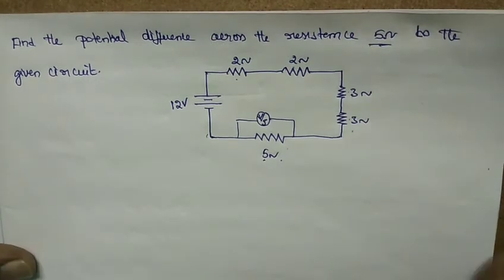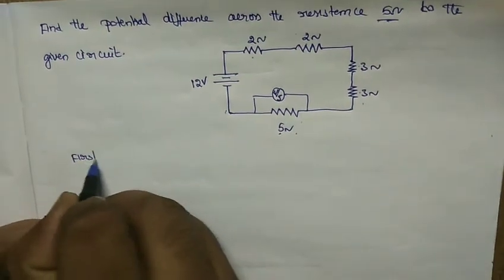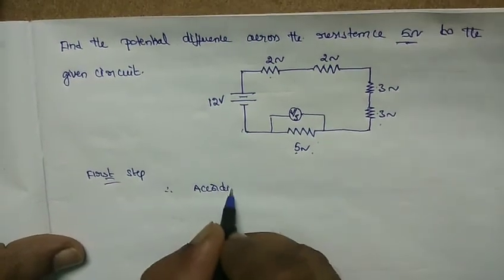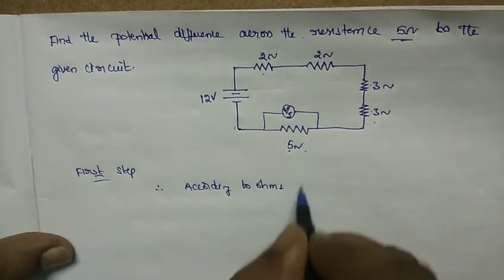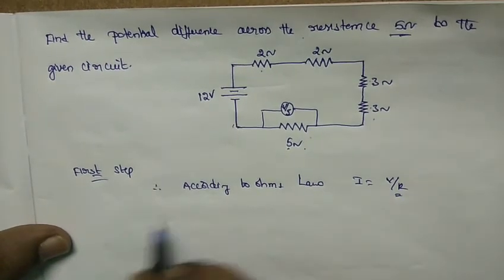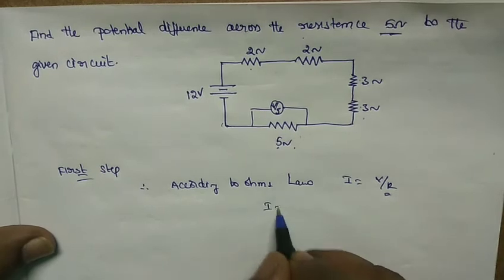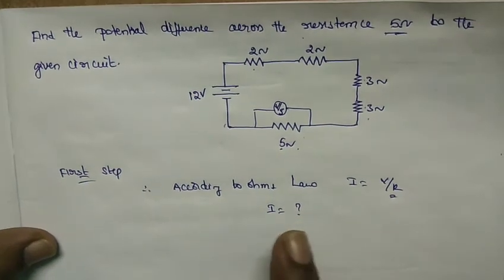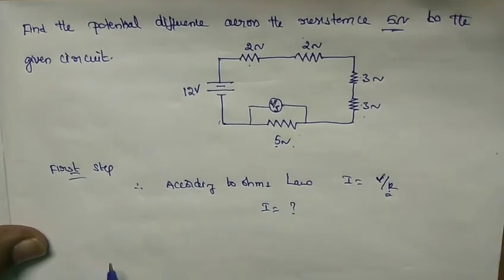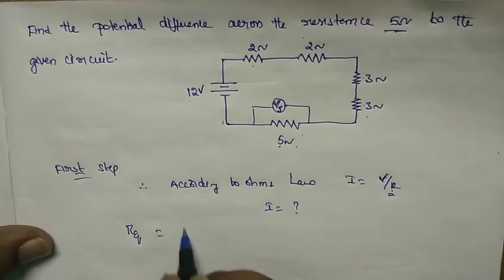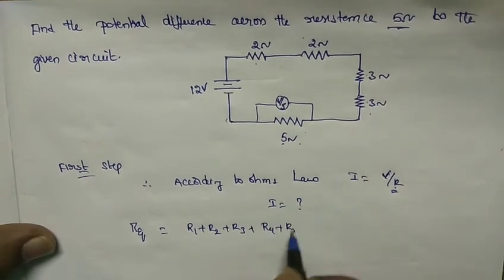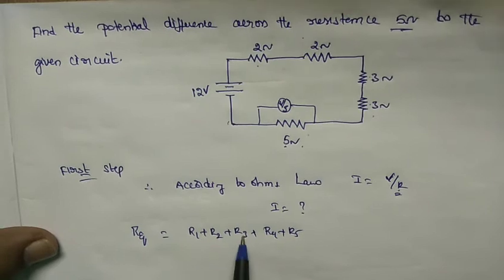So what is the first step here? According to Ohm's law, we know the formula I is equal to V by R. So first of all, we have to find the current I. To find I we need the voltage and R, where R means R equivalent. So what is the R equivalent? R equivalent is equal to R1 plus R2 plus R3 plus R4 plus R5. Why R1 plus R2 plus R3 plus R4 plus R5?